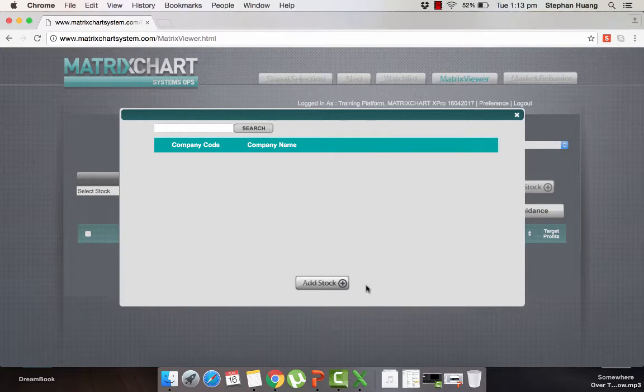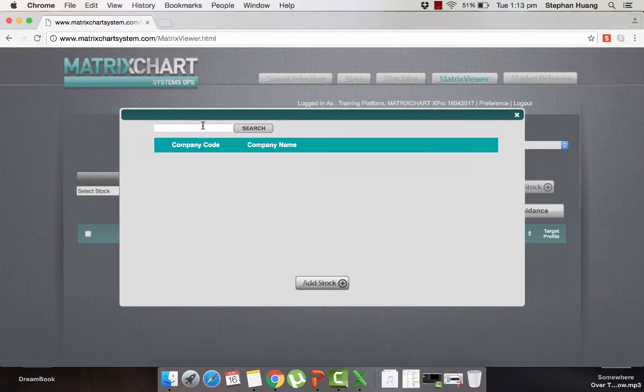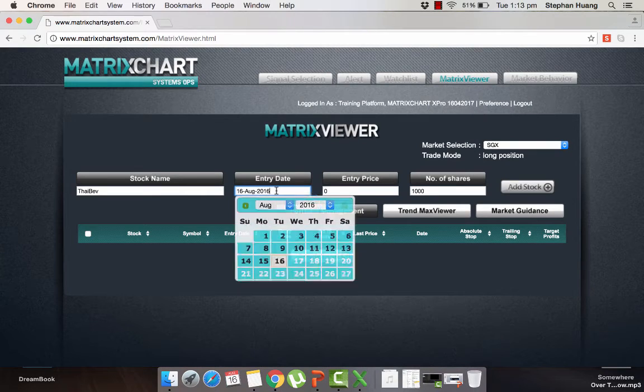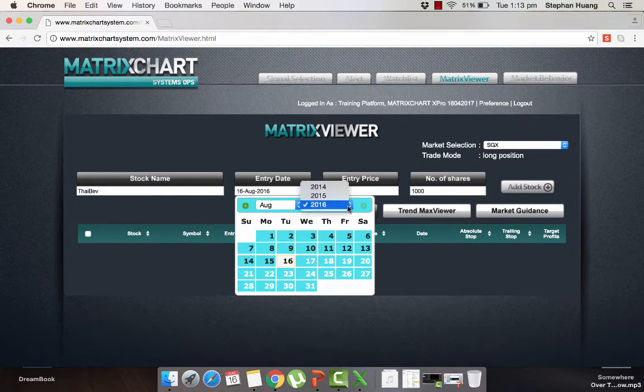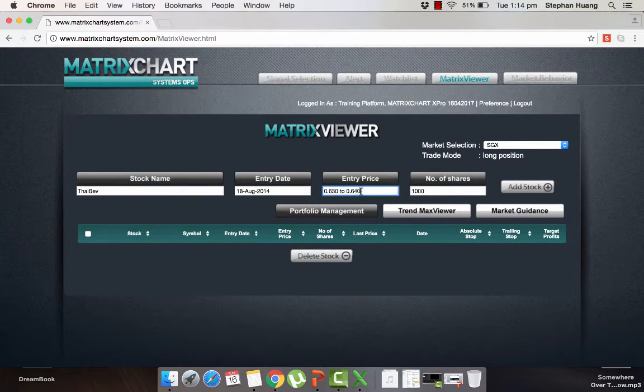So let's begin. To add a stock, what you do is you click on stock name, and I'm going to put Thai baht as it is of particular interest to me. So you put Thai baht as the stock, and you select a date. So maybe I didn't buy it yesterday. I bought it like 2 years ago or something. So I'll select the date, and then you need to enter the price at which you have bought it, and of course the number of shares. Just put it at this amount, and you click Add Stock.